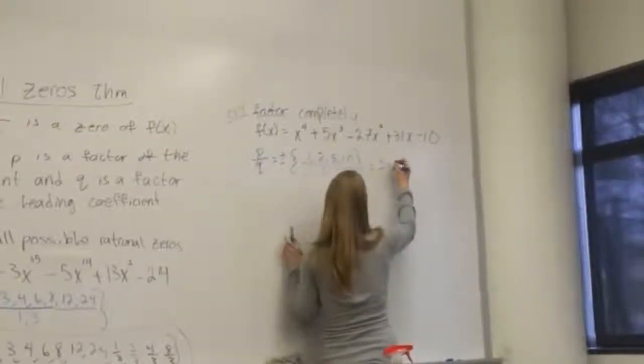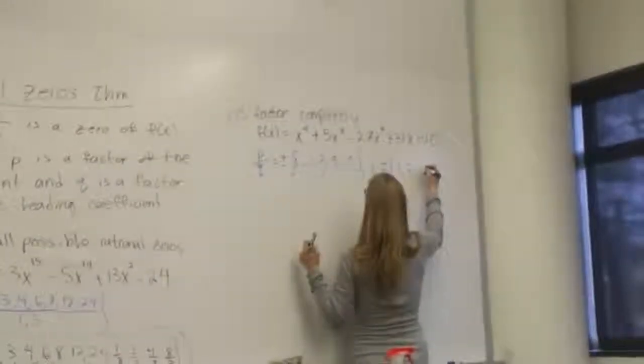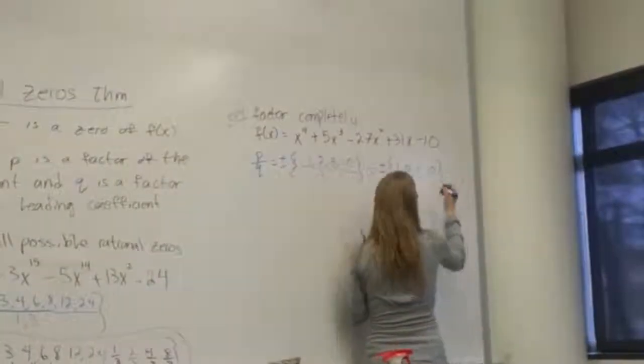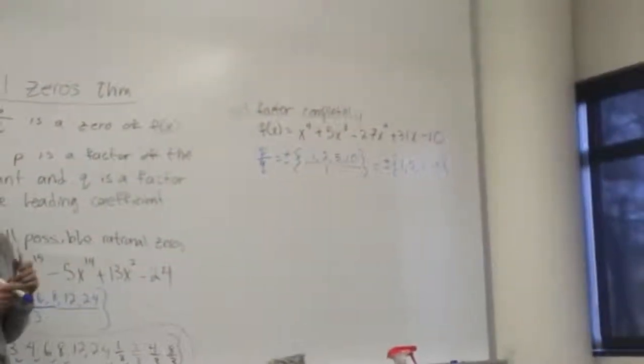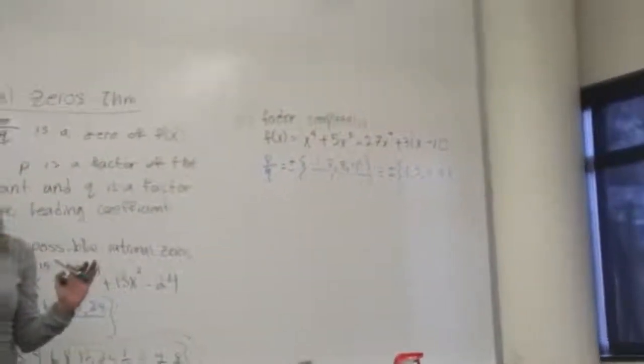So you can list that out. In this case, there happen to not be any fractions, which is nice, because fractions are hard. So those are the numbers I'm going to try. At least that's a lot less, right?